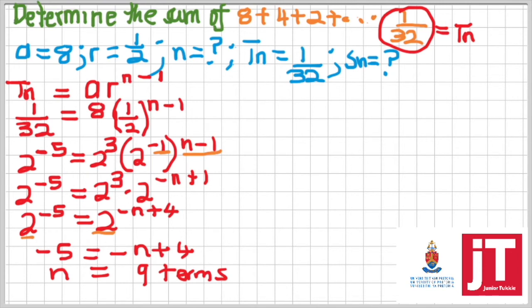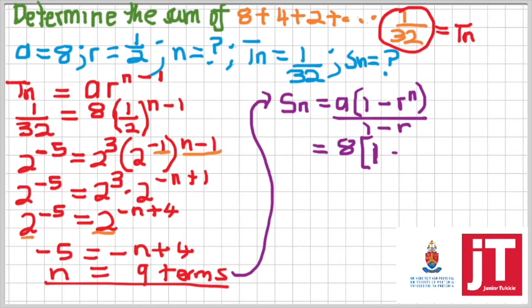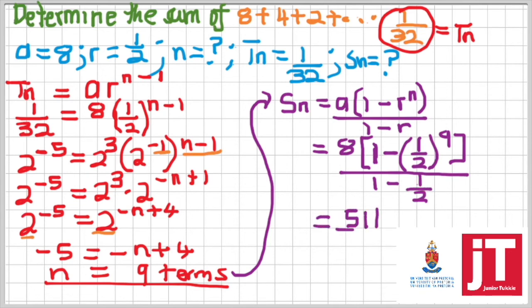But we haven't fully answered the question. We now want to find Sn. So I'm going to say our formula Sn is equal to a into 1 minus r to the power n over 1 minus r. But what do we know now? We've got our a, we've got our n, we've got our r. We just substitute those and we get 8 into 1 minus half to the power 9 over 1 minus half. Then using our calculator straight away, we get our S of 9 terms to be 511 over 32.